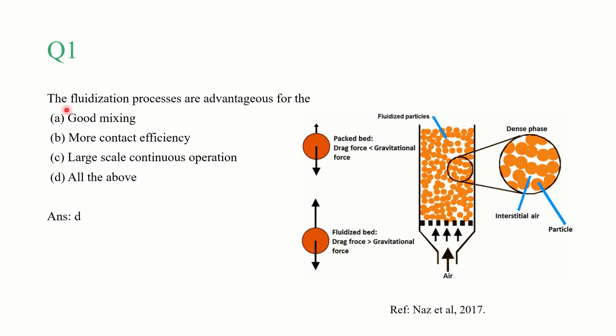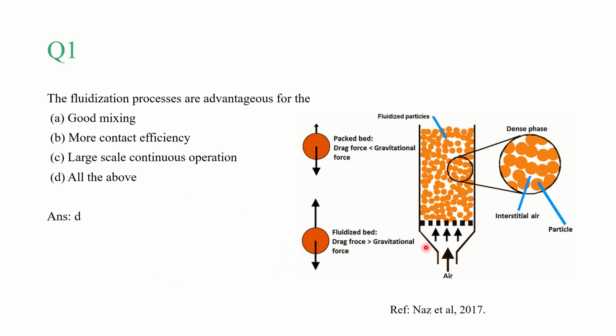So the first question is, the fluidization processes are advantageous for: option A, good mixing; option B, more contact efficiency; option C, large scale continuous operation; or option D, all the above. Before moving into the advantages of fluidization, we must know what fluidization is, right? In fluidization, we pass the fluid inside the bed so that the particles start behaving like a fluid. So consider this as a bed.